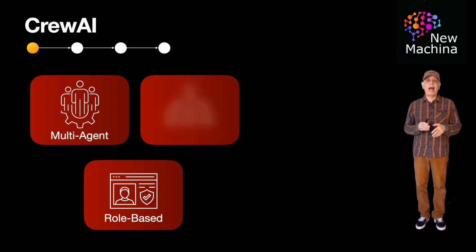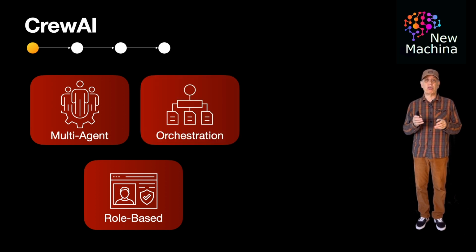Additionally, CrewAI gives you task and process orchestration. So what exactly is task and process orchestration? Well, tasks are defined and assigned to agents, and CrewAI manages how those tasks are executed. For example, they could be executed sequentially or collaboratively through a process called crews and missions.